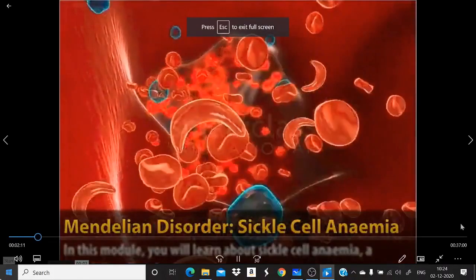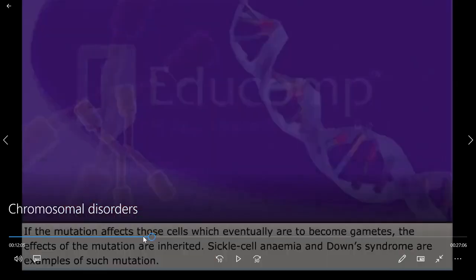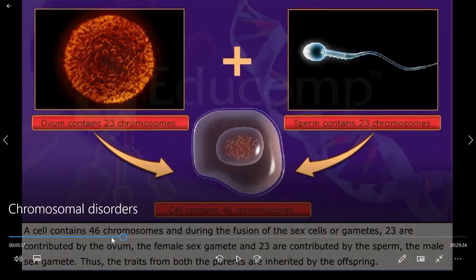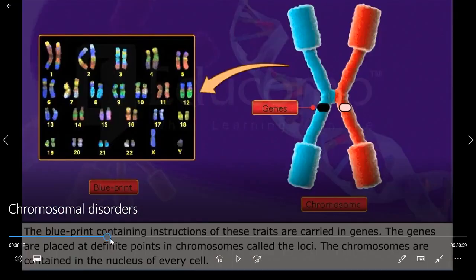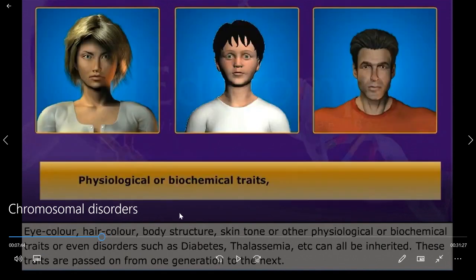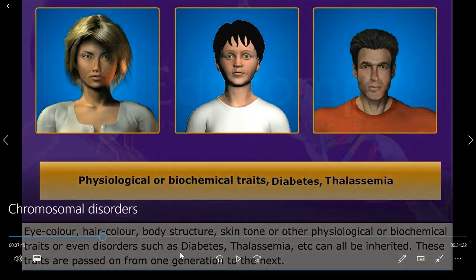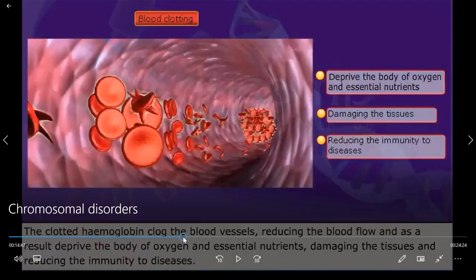Mendelian disorder, sickle cell anemia. So, Mendelian disorder we didn't study today, and we were discussing chromosomal disorders now. Let me check whether it is there in this video. Otherwise, we will see it in our next class. Yes, Down syndrome is there.